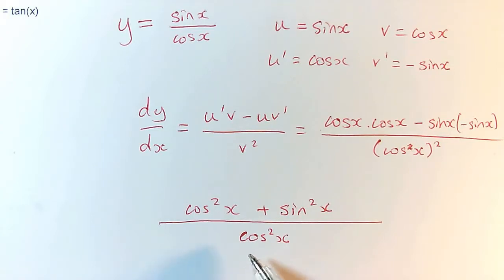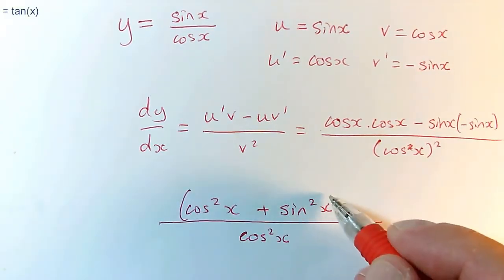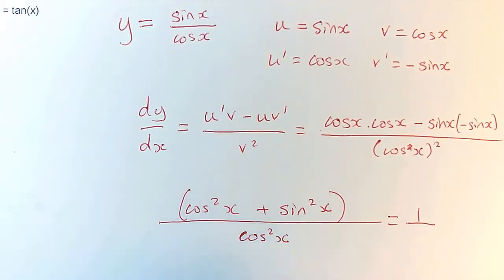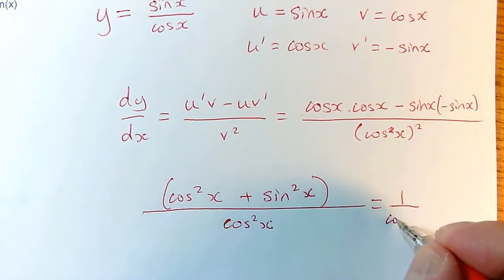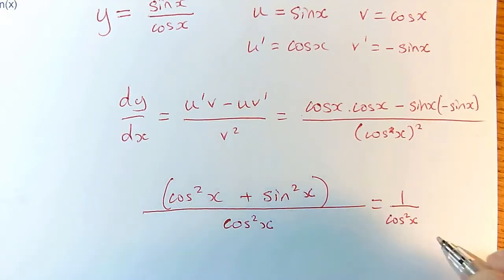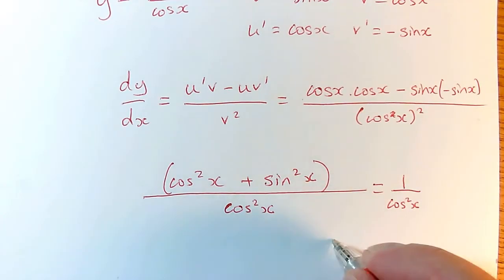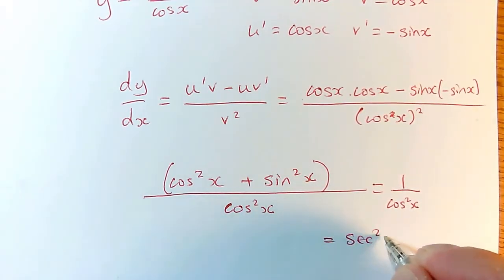I can't just notice one thing that matches on the top with what's on the bottom and start cancelling. That's just wrong. So what I have to do is look at the whole of the top, and I should recognise that that is 1. So the simplification we get is we get 1 over cos squared x. And of course 1 over cos x is called sec x. So this is sec squared of x.